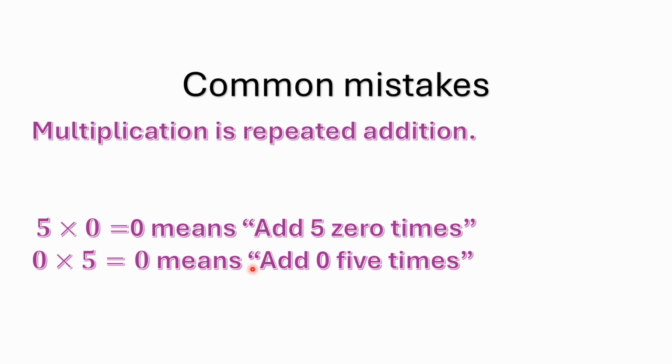I think for some people, it might be more intuitive to see 0 times 5 and go, oh yeah, that means add 0 5 times. Well, yeah, that's 0. But then they're losing it when it's 5 times 0. They're not quite understanding the idea of adding 5 0 times.